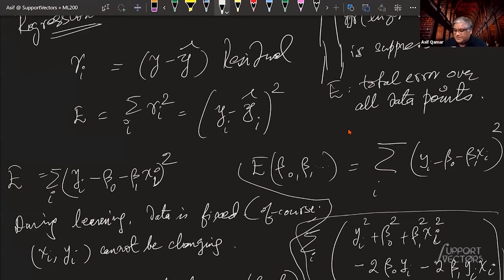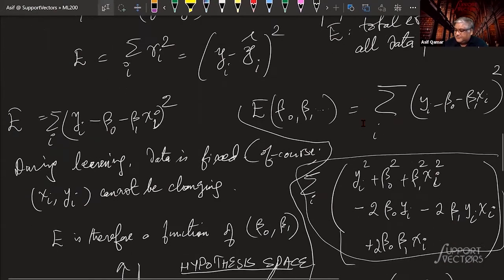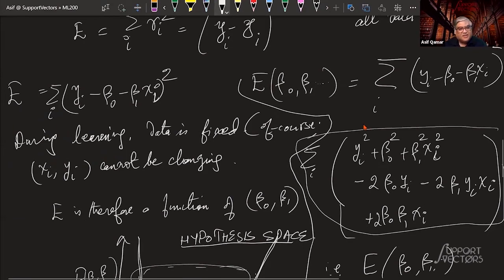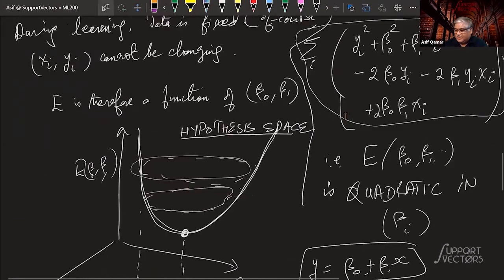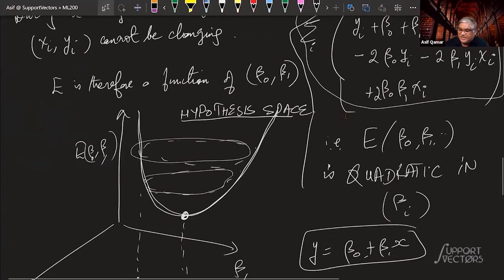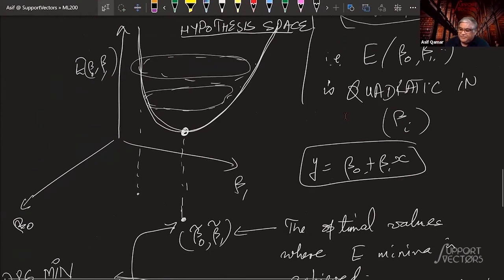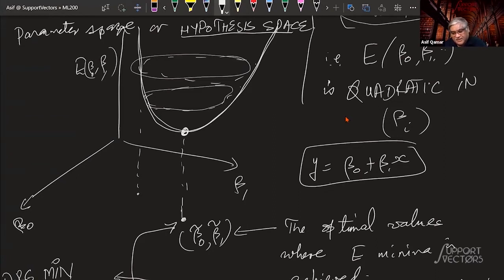So this is the total error, which is the sum of squares of all the residuals. And then we expand it out mathematically, and we notice that it's a quadratic function in beta naught, beta 1. So in the hypothesis space, or parameter space, whose axes are beta naught and beta 1, it looks like this parabolic surface. Did you get that? Should I re-explain? No, I understand the parabolic part.